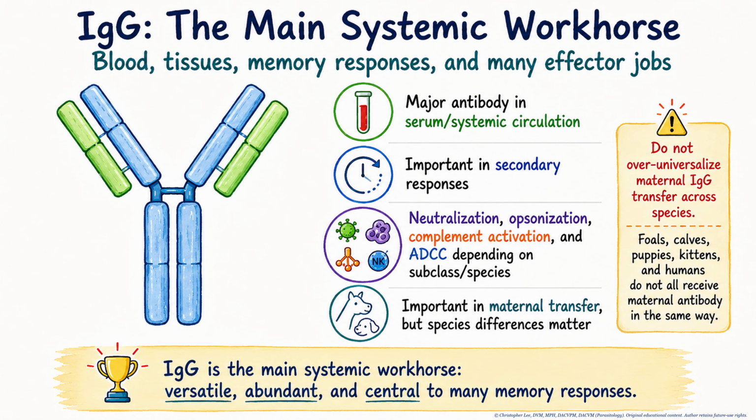That matters in veterinary medicine. Additionally, maternal antibody transfer is not one-size-fits-all across mammals. Foals and calves receive minimal antibody across the placenta and depend heavily on colostrum. Puppies and kittens receive some before birth, but colostrum is still critical. Humans, on the other hand, receive substantial transplacental IgG. So IgG is the systemic workhorse, but species context matters.